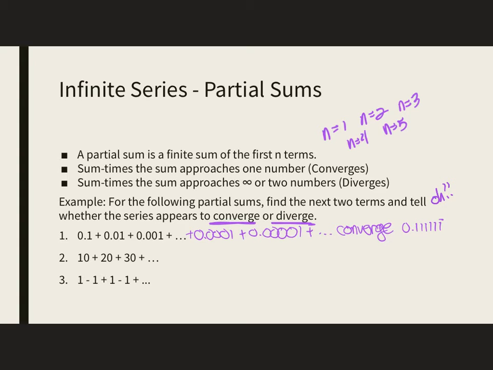Number two. We have 10 plus 20 plus 30 plus 40 plus 50, and the numbers keep getting bigger and bigger. This does not converge to one number, and therefore this diverges. I'll also say in parentheses infinity, that sum approaches infinity.